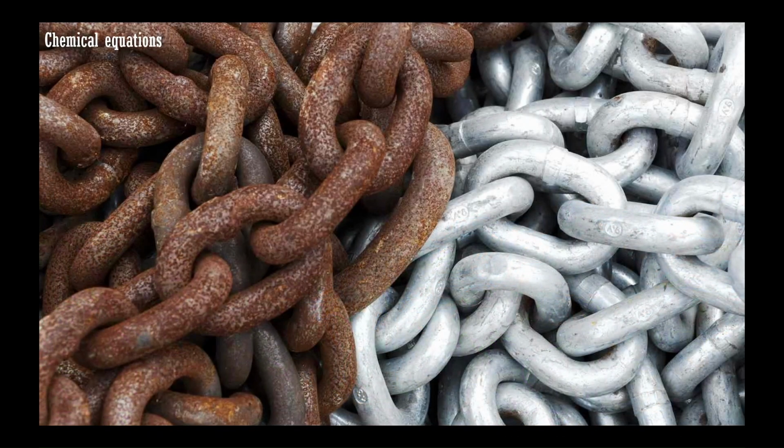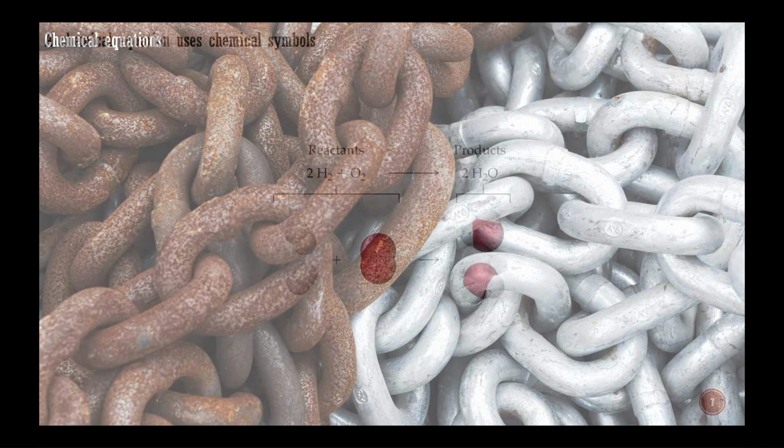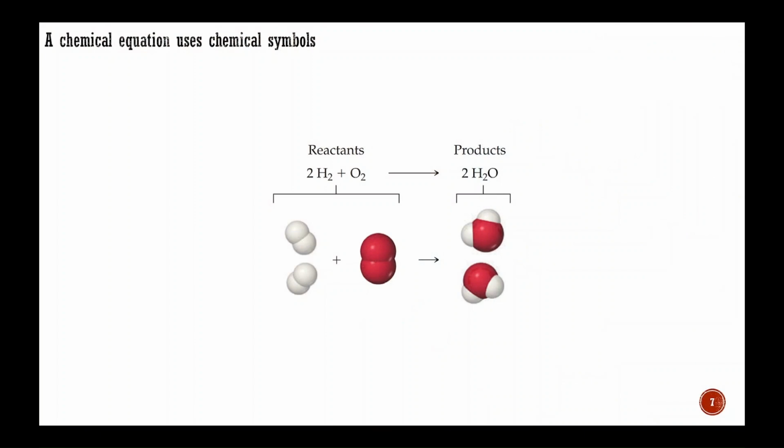A chemical reaction involves the rearrangement of atoms in a sample of matter. Examples include the rusting of iron and the explosive reaction of hydrogen and oxygen gases to produce water. A chemical equation uses chemical symbols to represent what occurs during a chemical reaction. We have already seen how chemists represent elements and compounds using chemical symbols. Now, we will examine how chemists represent chemical reactions using chemical equations.